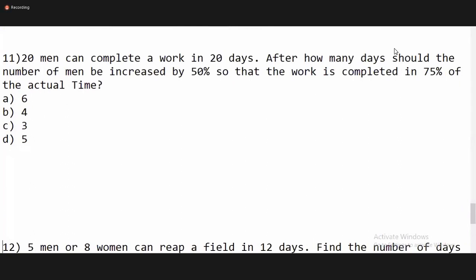Anybody got the answer? 5 days. Yes. Yes, Chaitanya, you're right.